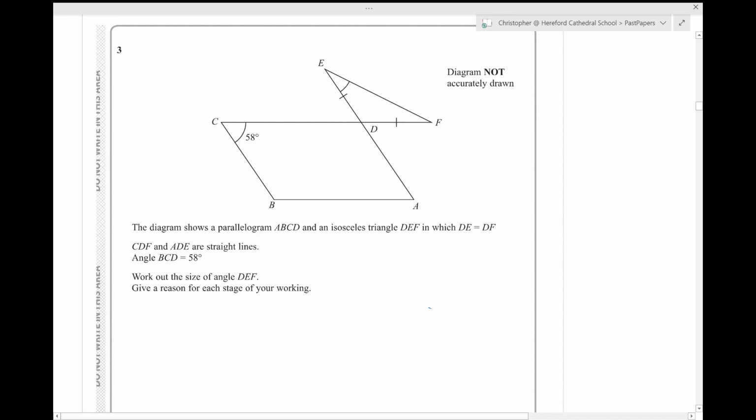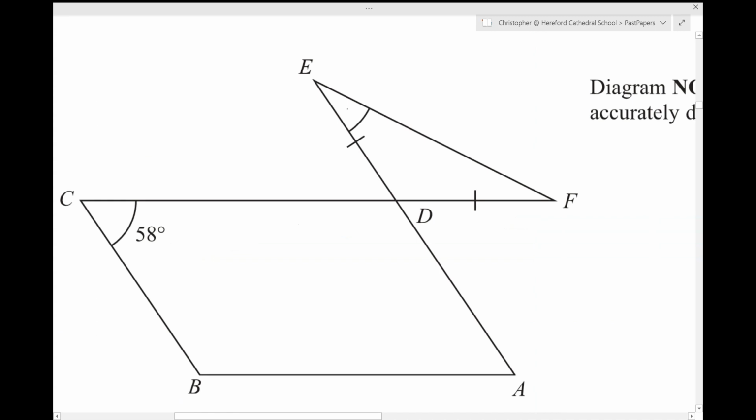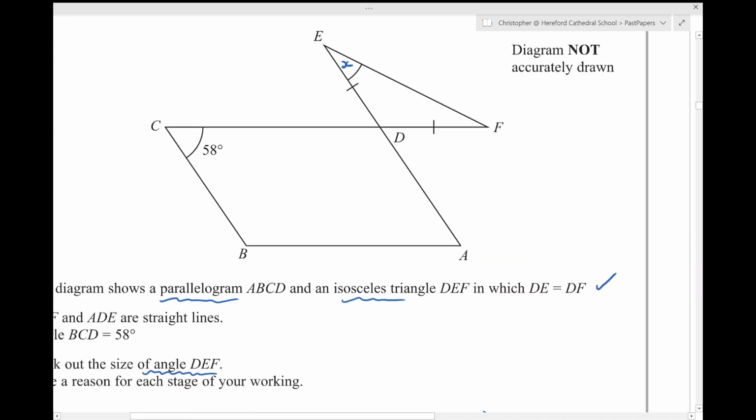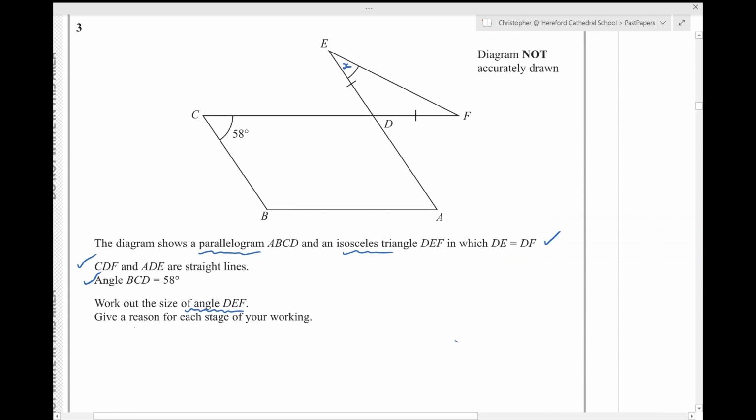Question 3. All right, I've got a parallelogram here, and I've got an isosceles triangle. I've got DE equaling DF, well, that's shown on the diagram. CDF and ADE are straight lines, and they're drawn on the diagram to be straight. Angle BCD is 58, that's labelled on the diagram. Work out the size of angle DEF. That's the size of this angle. So that's the angle I'm trying to find. Give a reason for each stage of your working.